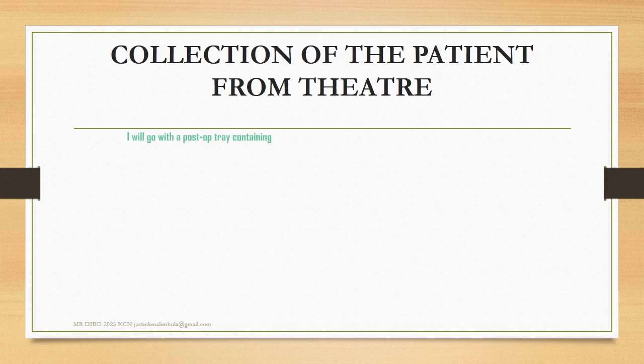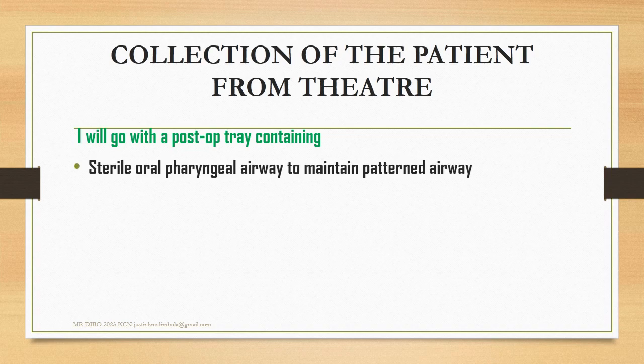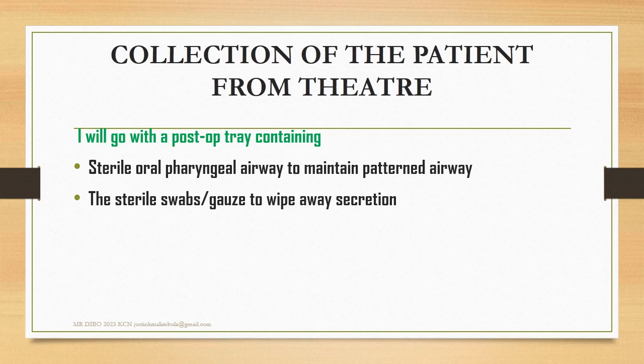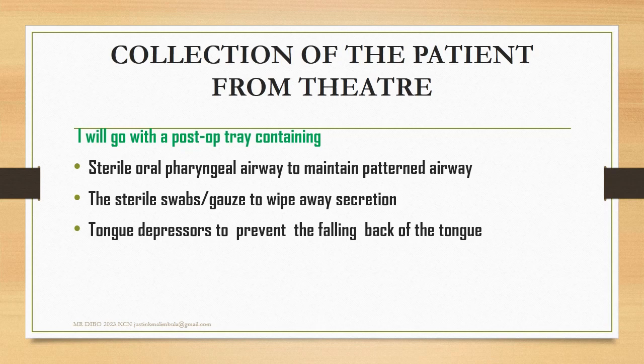Upon receiving the call from theatre, you are going to go with a post-op tray containing the following. Number 1, in your post-op tray, there should be a sterile oropharyngeal airway to maintain a patent airway, to keep the airway unoccluded. Then make sure that you have sterile swabs or gauze to wipe away secretions, as well as tongue depressors to prevent the falling back of the tongue or to keep your tongue in proper shape.